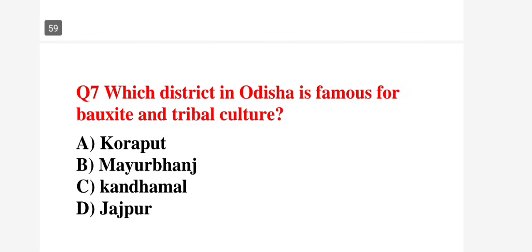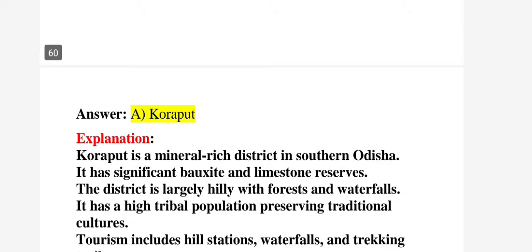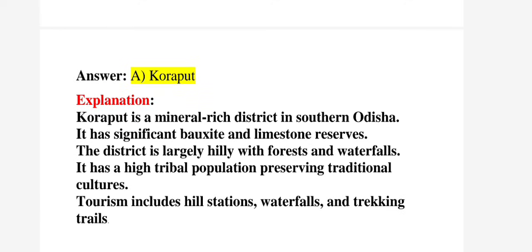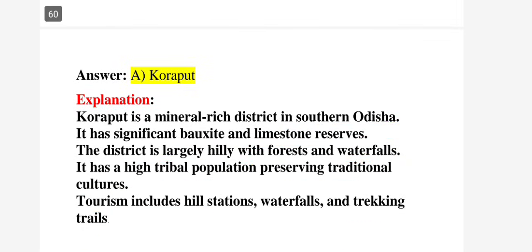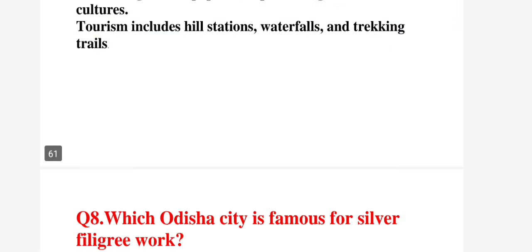Okay, very important. So let us go through it. So Koraput is a mineral-rich district in southern Odisha. It has a significant bauxite and limestone reserve. The district is largely hilly with forest and waterfalls, and it has a high tribal population, preserving the traditional cultures. Okay, tourism includes hill stations, waterfalls, and trekking trails. So let us move to the next question. That is our question number 8.